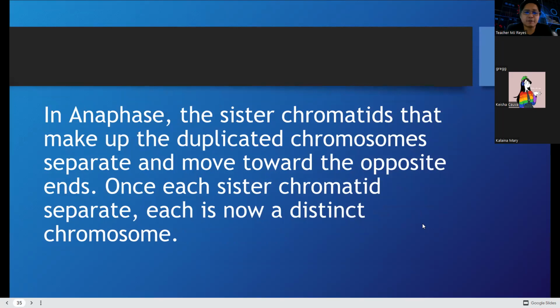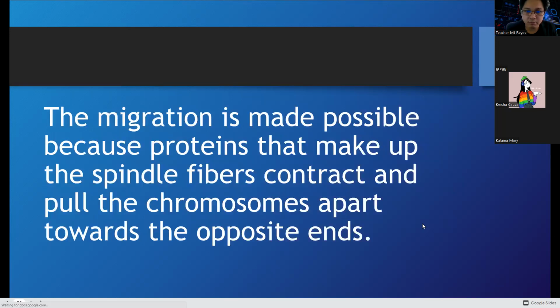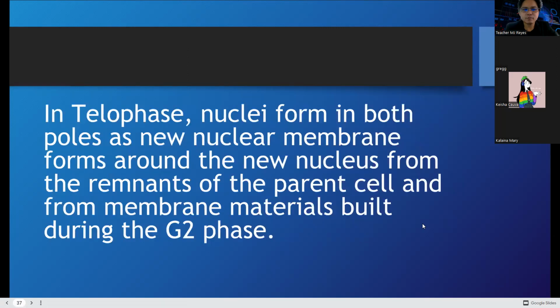Anaphase. Let's move now to anaphase. What is anaphase? In anaphase, the sister chromatids that make up the duplicated chromosomes separate and move towards the opposite ends. If you look at it under the microscope, you can actually observe that the cells are now moving away from each other. Once the sister chromatids separate, each is now a distinct, new chromosome. The migration is made possible because proteins that make up the spindle fibers contract and pull the chromosomes apart towards the opposite ends. Okay, this is anaphase.